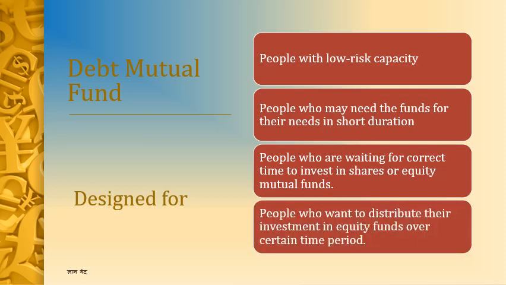People who want to distribute their investments in equity funds over a certain time period. Let's say you have 1 lakh rupees now and you have invested in a debt mutual fund. You want to distribute 5,000 every month for the next 20 months. So you can move these funds from the debt mutual fund to the equity mutual fund.